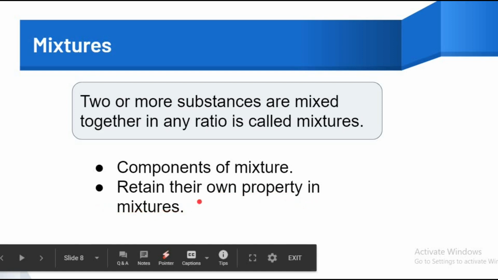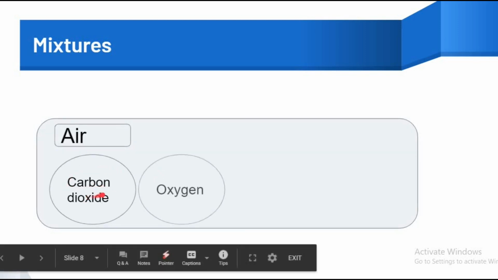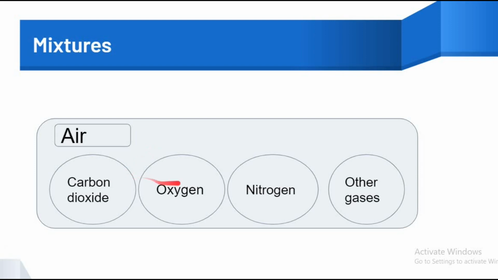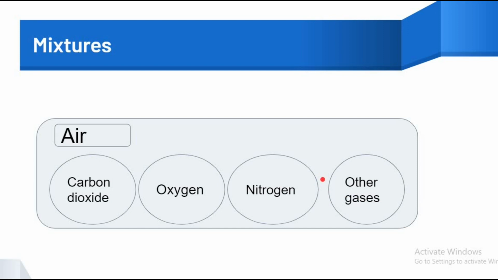The air we breathe is a mixture of gases like oxygen, nitrogen, carbon dioxide and other gases. Here, oxygen, nitrogen and carbon dioxide retain their individual properties in the mixture of air.